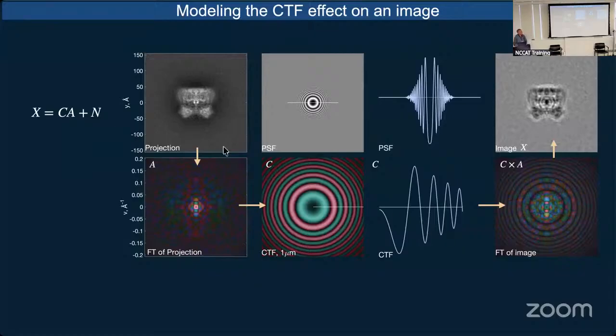Now let's consider the contrast transfer function operating on a particle. So here's my particle in an appropriate size box. Here's the Fourier transform of the image of a particle. There's the contrast transfer function, and this is a 1D slice of the CTF. So you multiply these two, and you get the Fourier transform of the image, and that's the image that you get in the microscope.